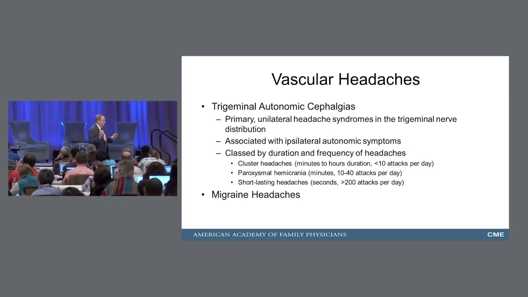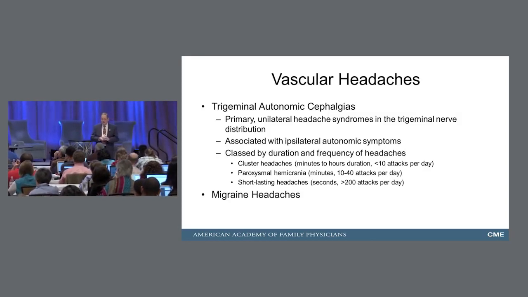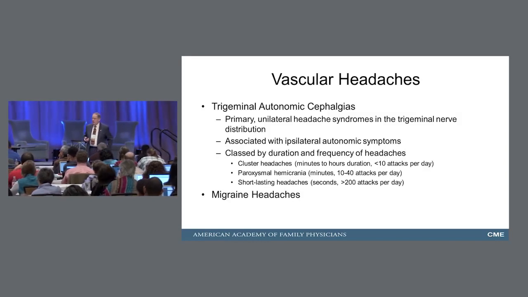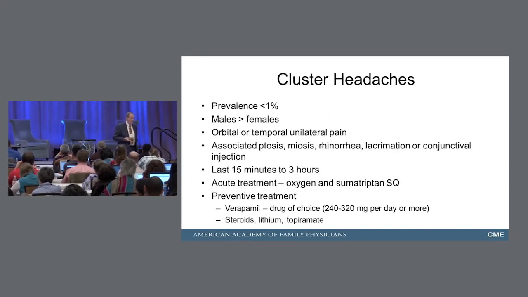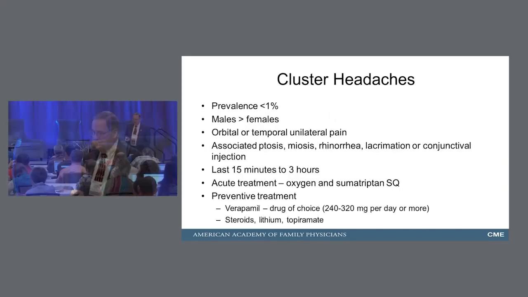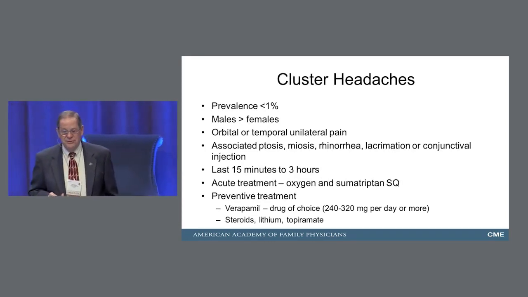Patients can have shorter headaches than they do with cluster, occurring much more frequently. The main thing to remember is that cluster headaches are part of that group that have autonomic symptoms and not just a headache. Let's talk about cluster. Cluster prevalence is less than 1%. Not real common, but you'll see them in your practice.